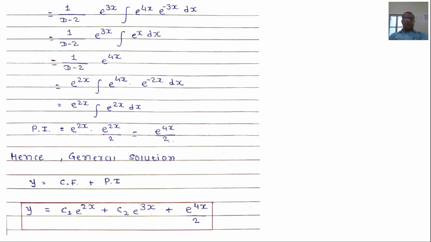Now simplifying this, you will get integration of e raised to x dx. Now integration of e raised to x is e raised to x, into e raised to 3x. So by simplifying this, you will get e raised to 4x, and 1 upon D minus 2 as it is.